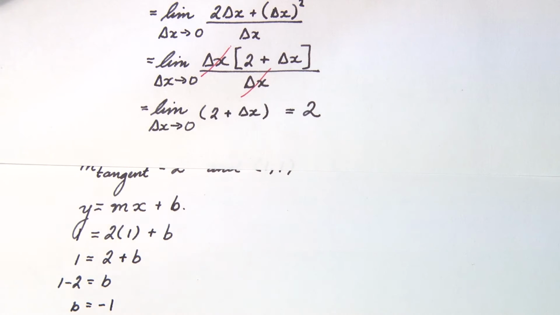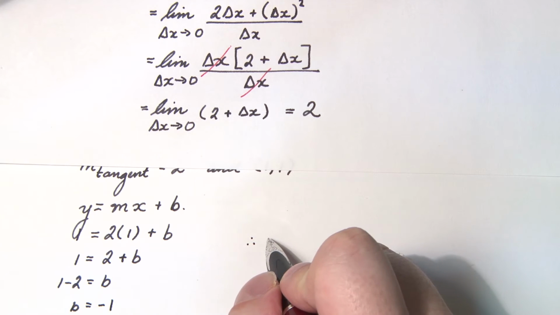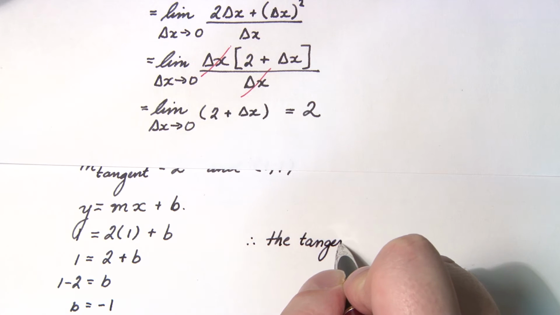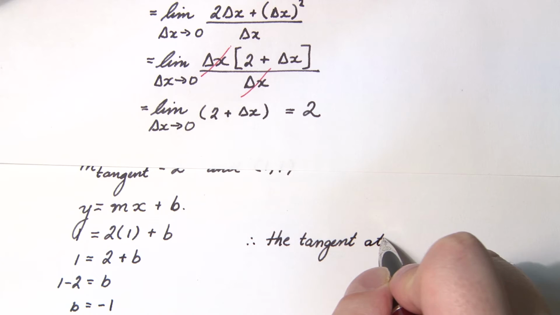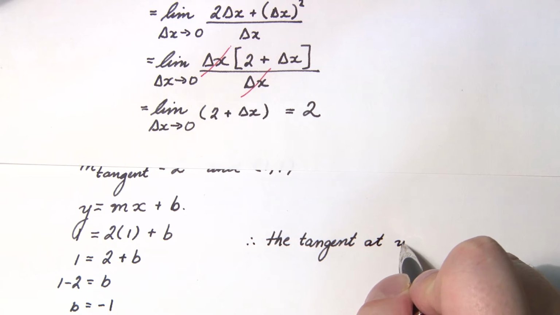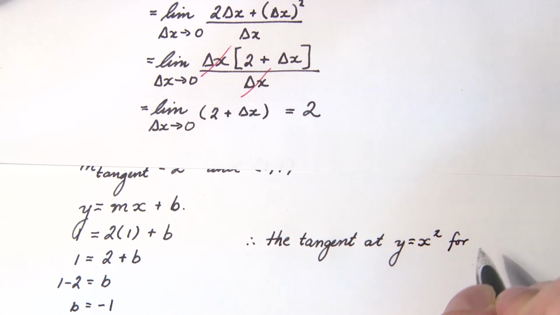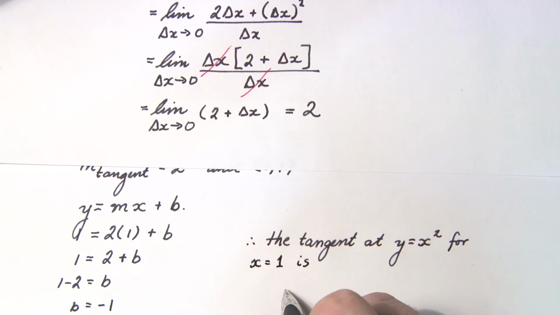Okay, so putting this all together, therefore, the tangent at y equals x squared for x equals 1 is y equals 2x minus 1.